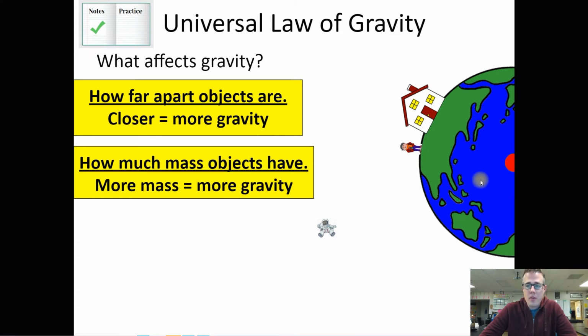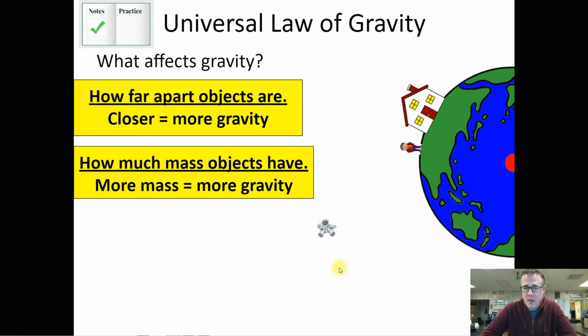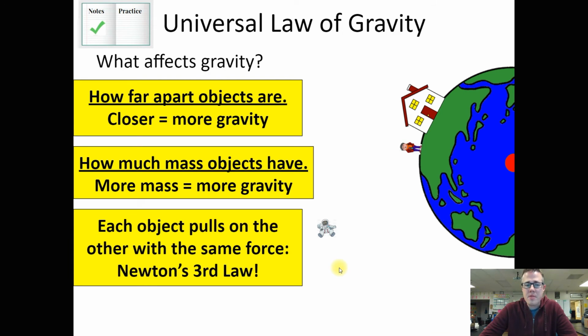So if we're going to take Earth as our first piece of mass, let's talk about these three objects that are sitting on the Earth and how much force they feel relative to each other. Each object is pulling on each other. So the space person is pulling on the Earth, and the Earth is pulling on the space person. The person standing on the surface of the Earth and the house both have forces between them also.